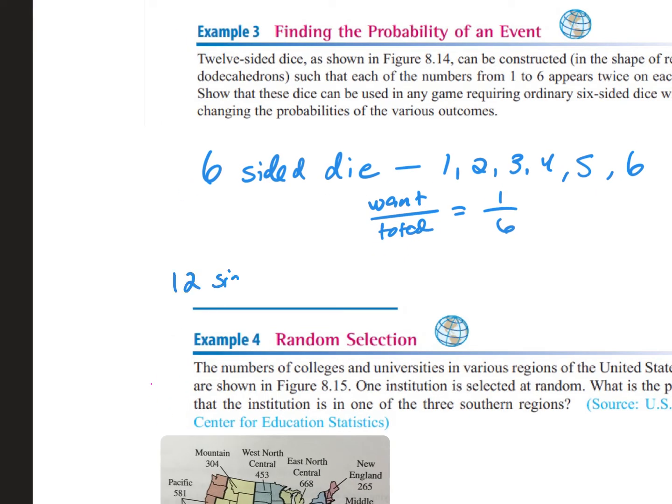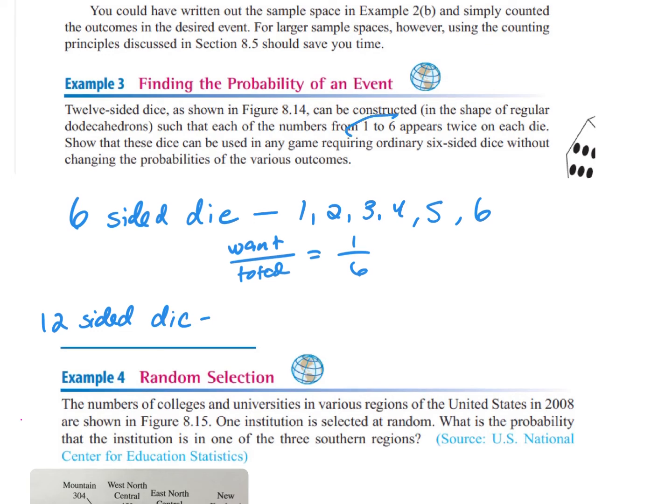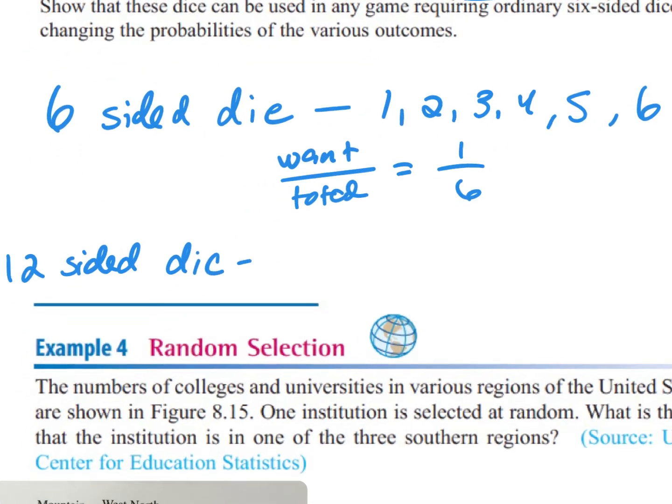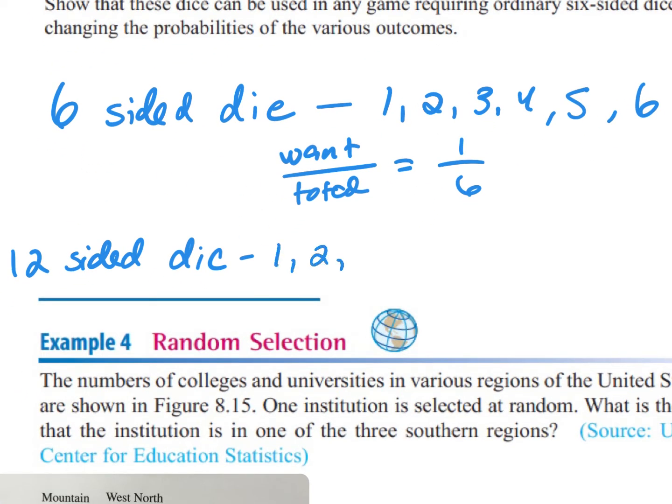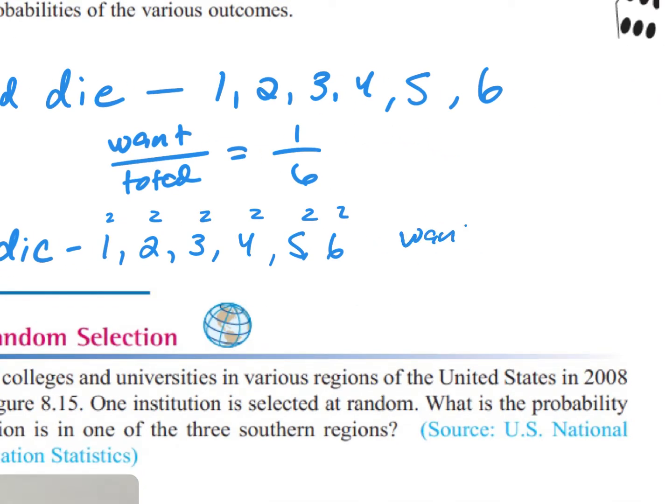Now, all we're doing is proving that the probability is the same. What did they tell me about this dodecahedron? 1 through 6 appears what? Twice. So there's 1, 2, 3, 4, 5, 6, but there's 2 of each of those. I have 1, 1, 2, 2, 3, 3, 4, 4. You guys understand that? So want over total, again.